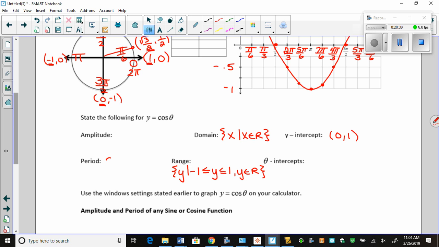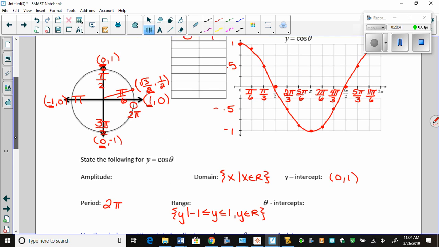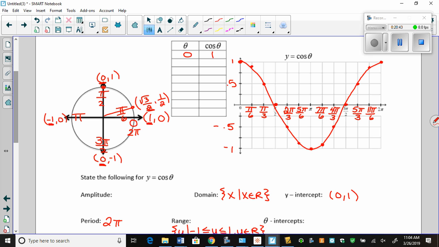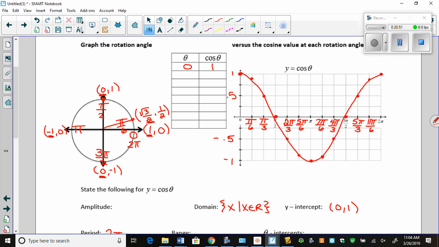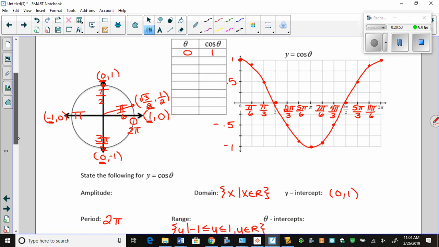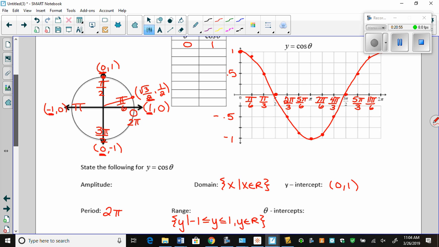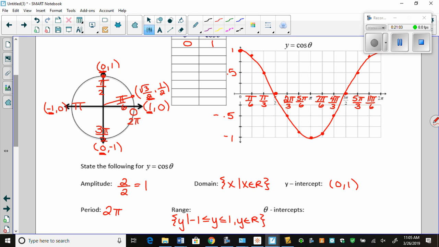My period still repeats itself every 2 pi because it's from a max to a max. Max to a max is your period, so 2 pi. And then after that, it would start repeating itself again. The amplitude is from min to max divided by 2. So from min to max is a distance of 2, and 2 divided by 2 is still 1. My amplitude didn't change. My theta intercepts do change.